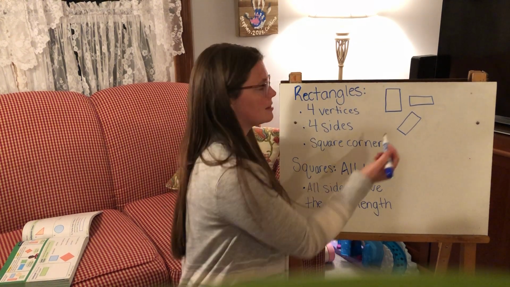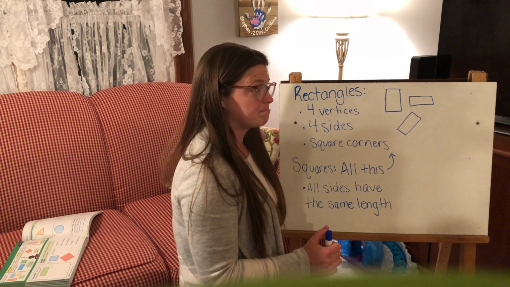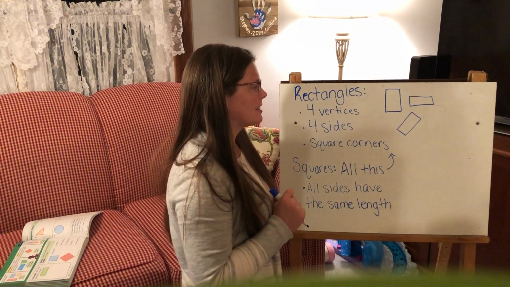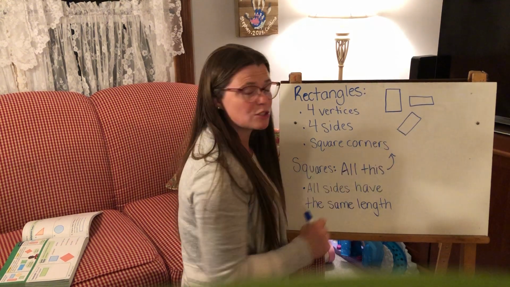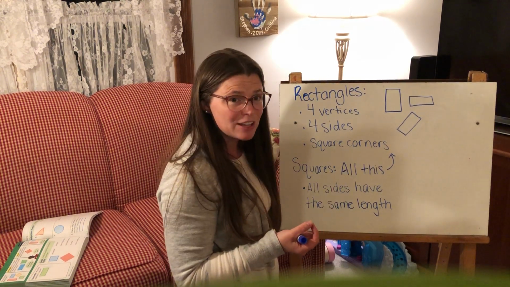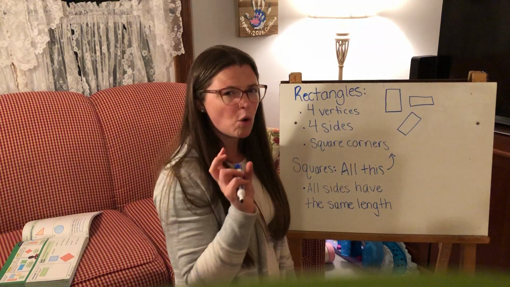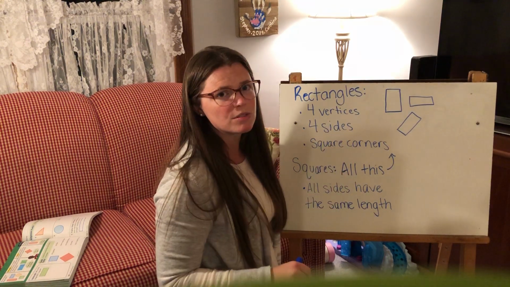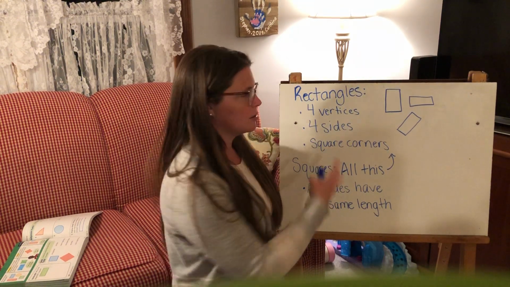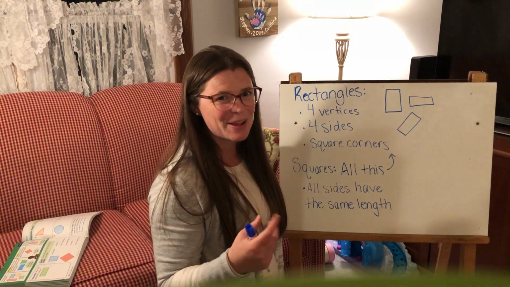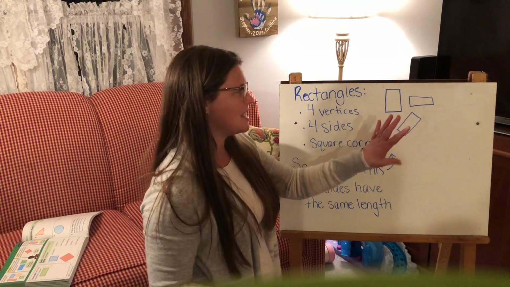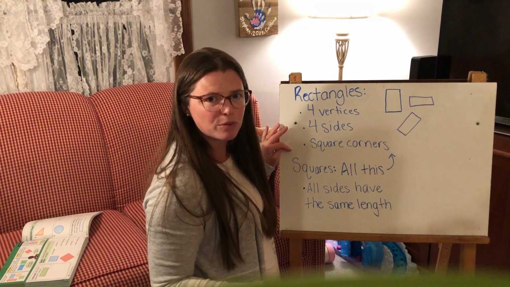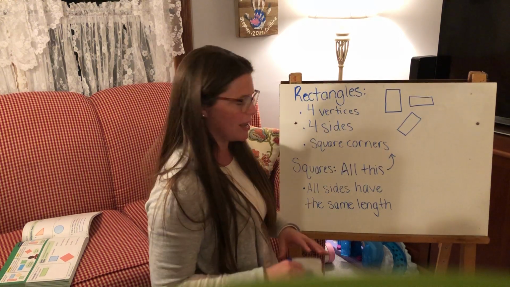Well, does it have 4 corners? Yes. Does it have 4 sides? Yes. Are those corners square? Yes. So even if something isn't quite the way we're used to seeing it, if it follows all those rules, then it is still a rectangle. Okay, so it's kind of neat to be able to see these shapes in a different way, but as long as they follow all the rules, it's still considered a rectangle.